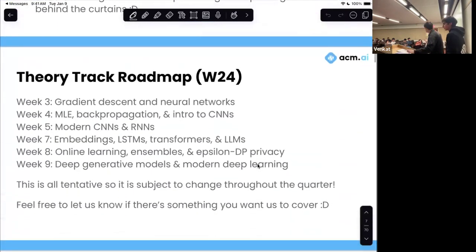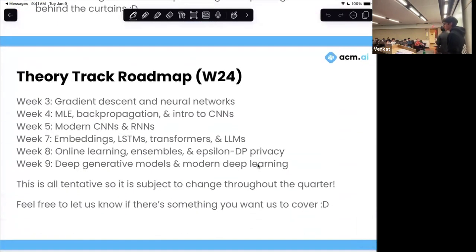This is a bit of a roadmap that we're currently looking at. So we're going to talk about gradient descent and neural networks today, but we also have week 4, we have some CNN stuff, we have RNNs. We're going to talk about this stuff, which is really cool. And also we're going to talk about large language models, we're going to talk about deep learning models like Stable Diffusion. So we have a lot this quarter.